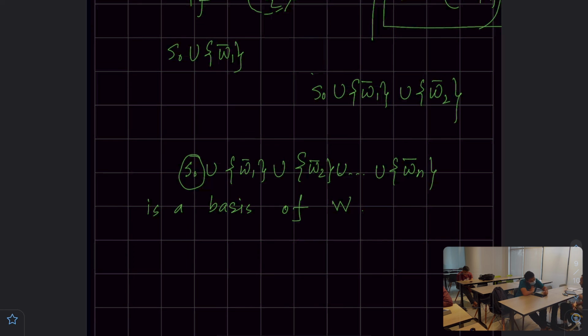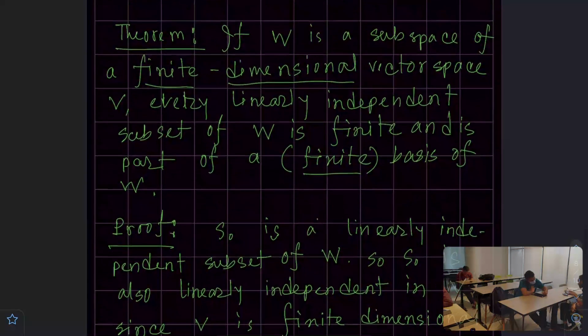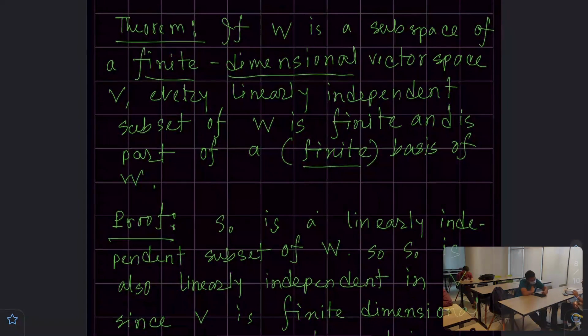So that was the theorem. The theorem says that if W is a subspace of a finite dimensional vector space V, every linearly independent subset of W is finite and is part of a finite basis of W, right?